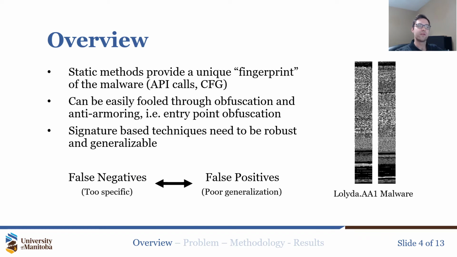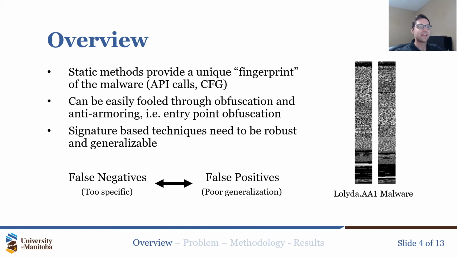So, just as an overview of static methods, because that'll be a focus of what we do in this work. Static methods give a unique fingerprint of the malware. Because it's all the information contained within the malicious file before it's executed, you can think of it as a fingerprint, right? So how does it look? Things like API calls and the control flow graph, you can imagine that each malware has a unique fingerprint.